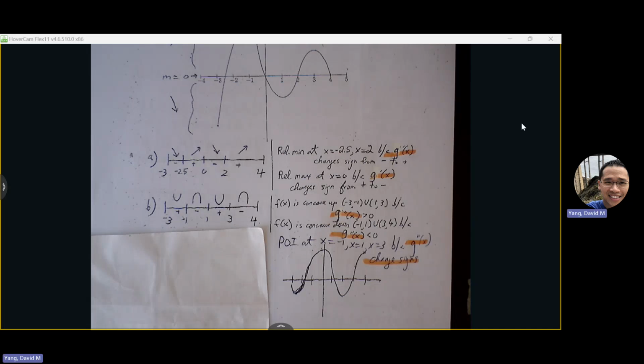Okay. Relative minimum at x equals -2.5 and x equals 2 because G prime changes signs from negative to positive. Relative maximum at x equals 0 because G prime changes from positive to negative. Concave up in these two subintervals because G double prime is greater than 0. Concave down at these two subintervals because G double prime is less than 0. Point of inflection at -1, 1, and 3 because G double prime changed signs.